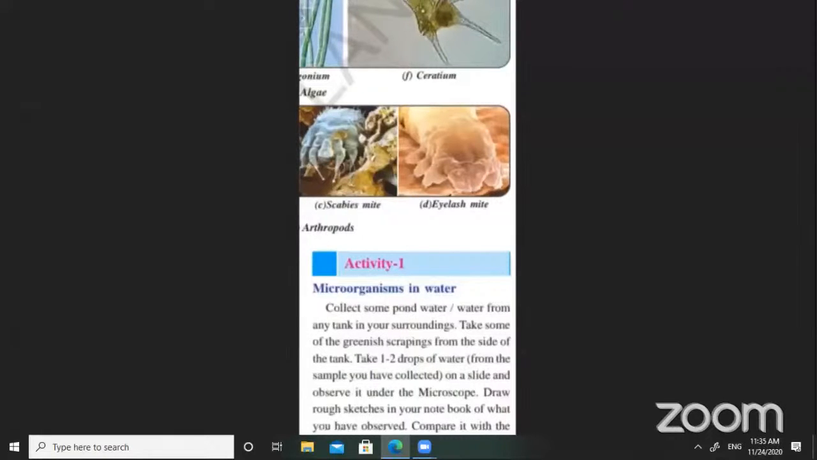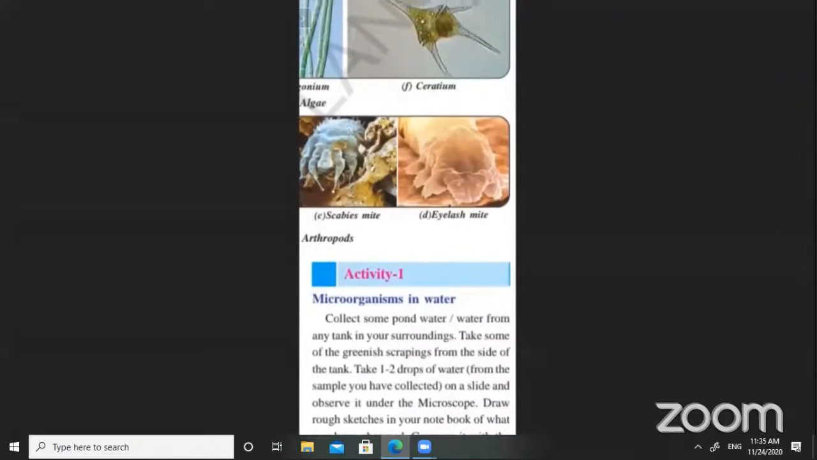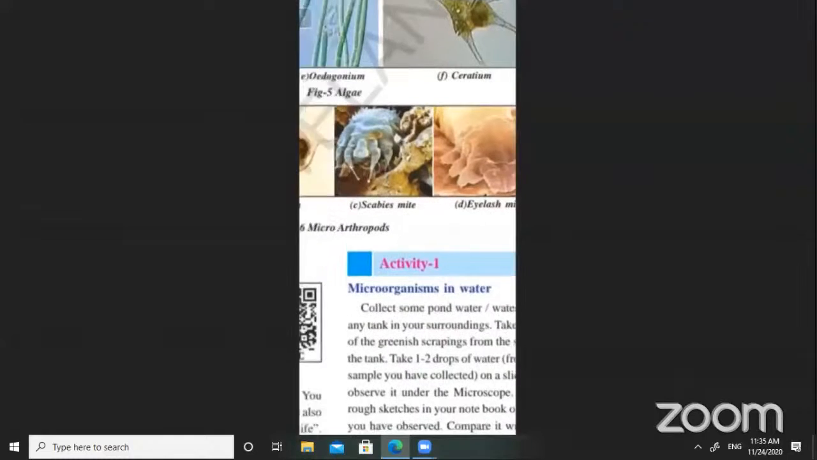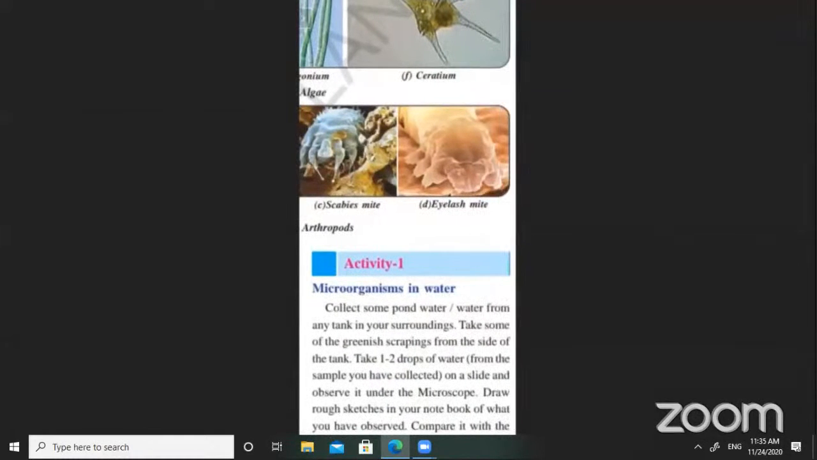To observe microorganisms in water, we need to collect some pond water or normal tap water from any tank in your surroundings. Why do we take pond water or tank water and not mineral water? Because mineral water is already mineralized, we may not get microorganisms in it. If we collect pond water or tank water, there is a chance to observe some microorganisms. Take some of the greenish scrapings from the side of the tank.